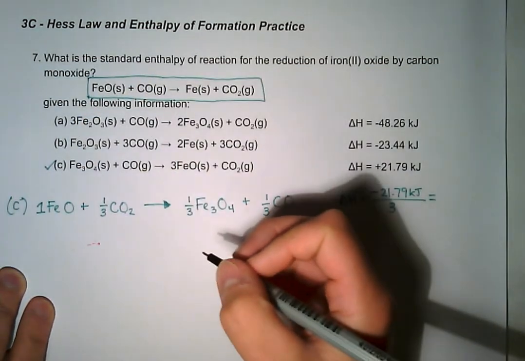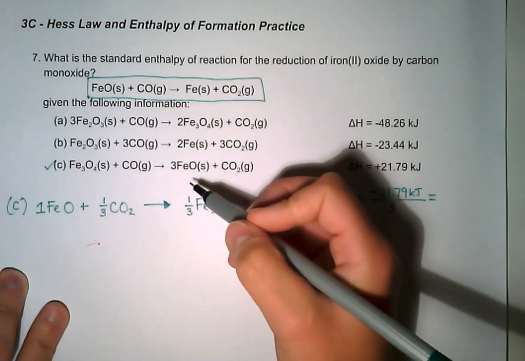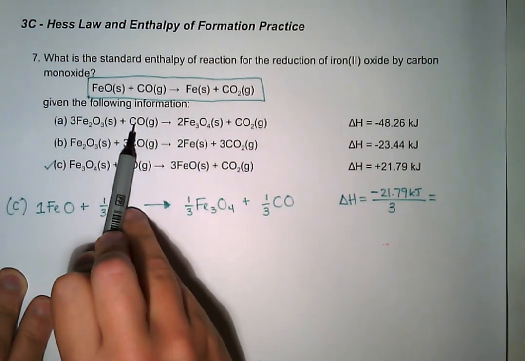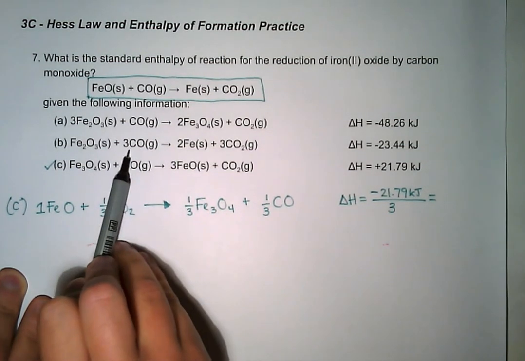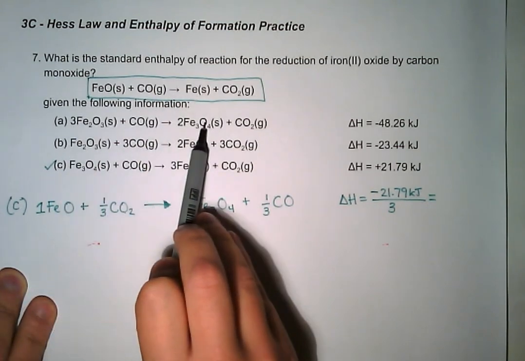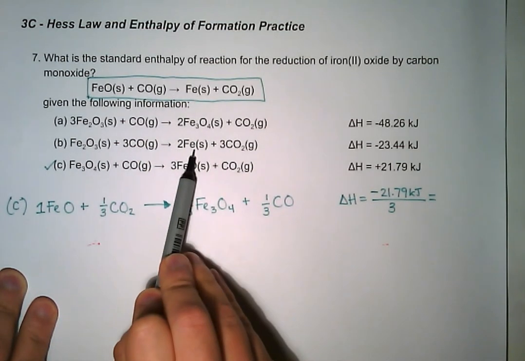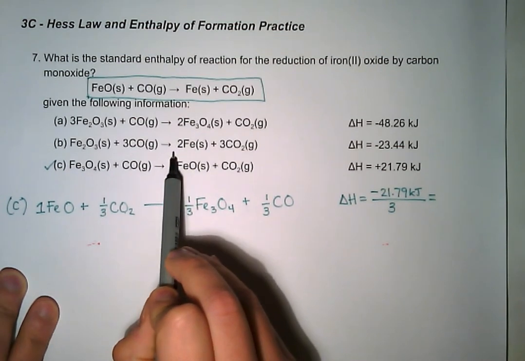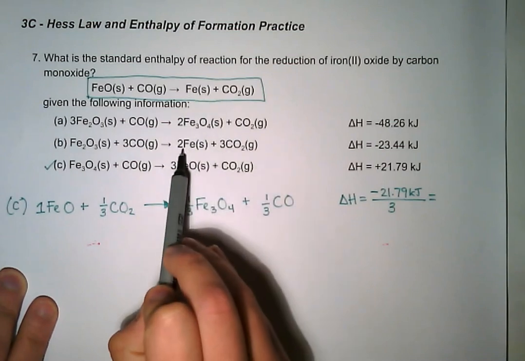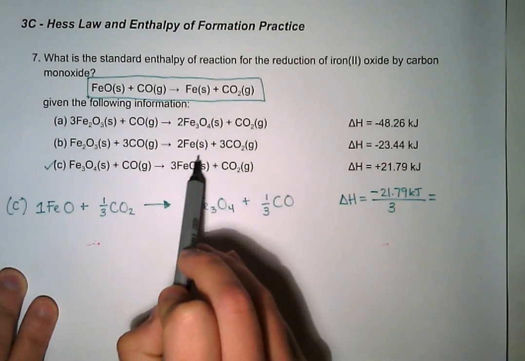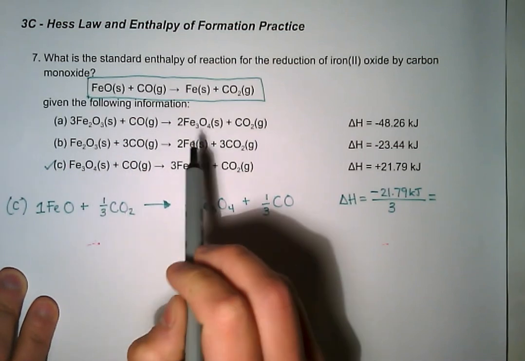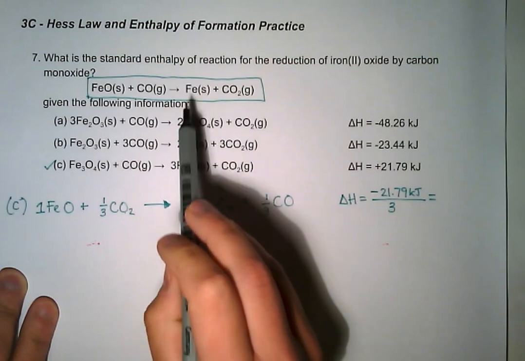So we used reaction C. Now let's keep looking for things that only appear once. So carbon monoxide appears here, and it appears here. So let's not worry about that one yet. Moving on to iron. Let's see, iron only appears right here in reaction B. So let's work with that next. We need to make sure that we have 1 iron on the product side of our equation. So currently, iron's on the right side of the equation, but we have 2 of them. So we need to divide reaction B by 2 so that we get what we need in our target equation.